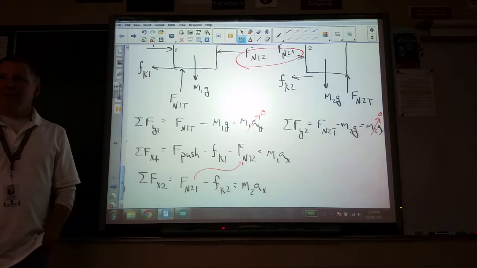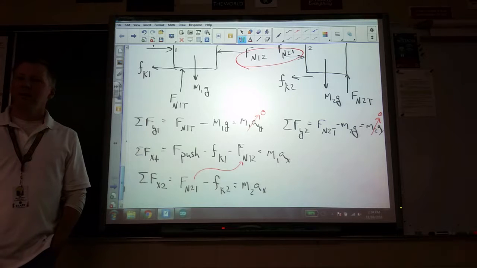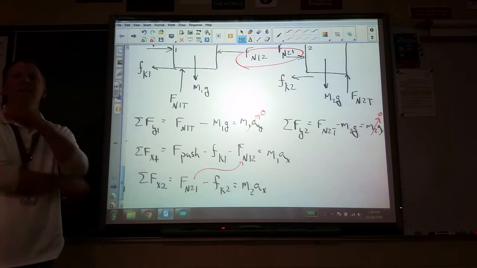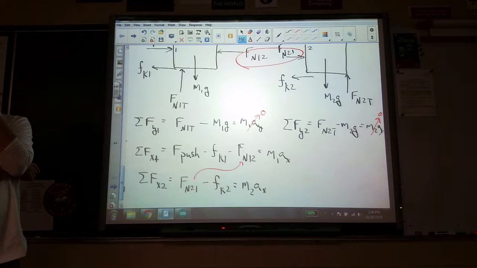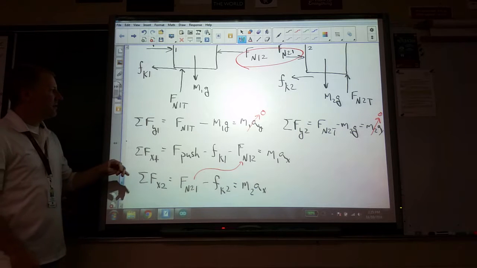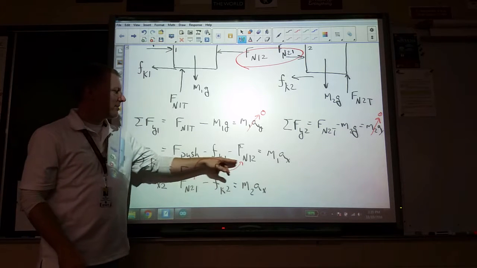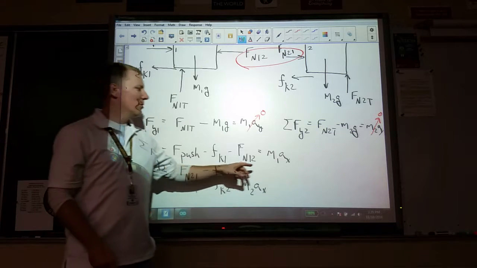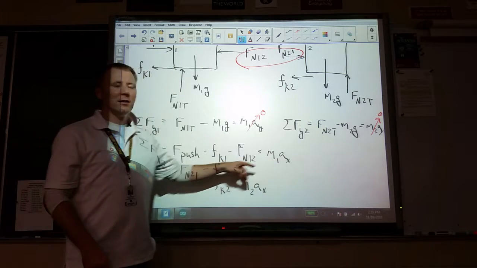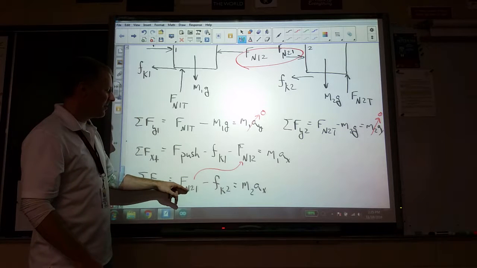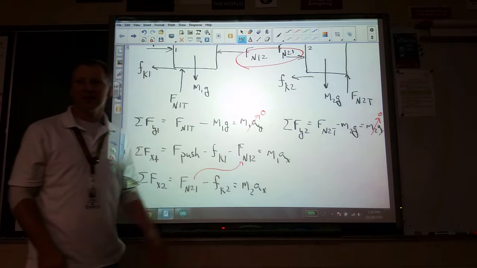Any other equal and opposite forces? Look at those formulas we wrote. Anything else that's got to be equal? The friction not coming off the table equal? No, because those are separate, right? So these, we don't know the exact relationship, but we do know that F push must be greater than these 2 because there's an acceleration, and FN21 must be greater than friction here because we've got an acceleration.